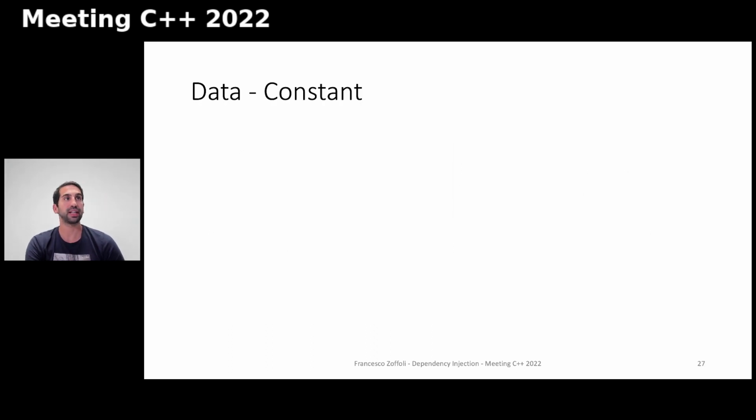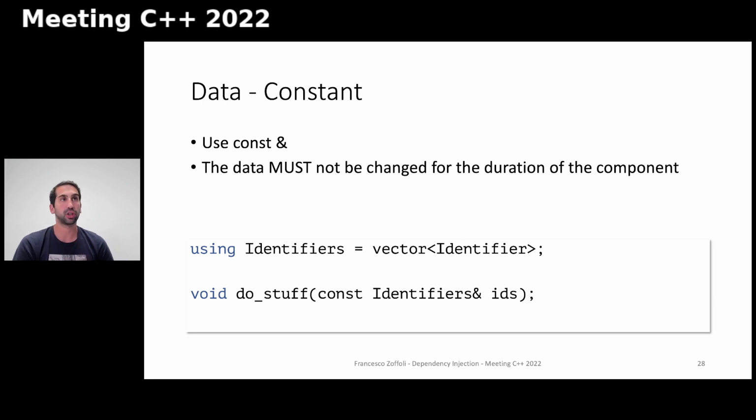So let's look at data that is constant. When we want to pass data that is constant, we want to pass it as a const reference. With const reference, it means that the implementation is not going to modify the data. What we also need is that the caller must not modify the data, because first, it's surprising when a const reference changes.